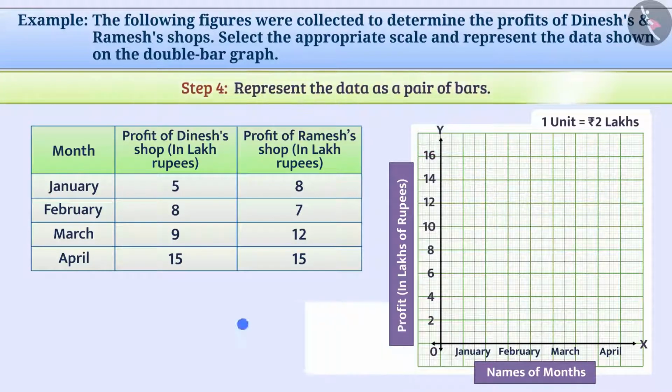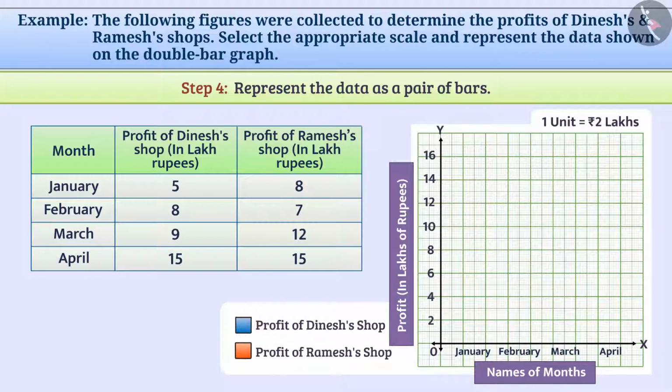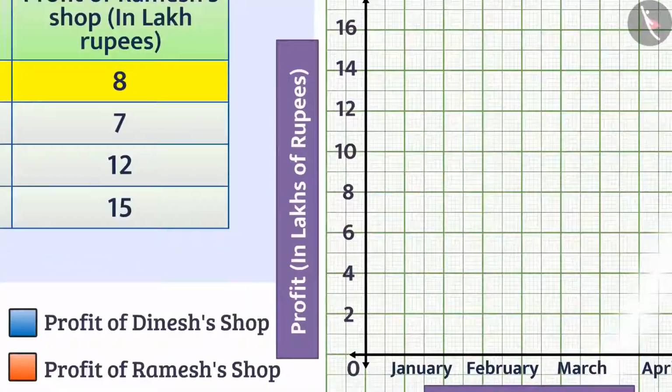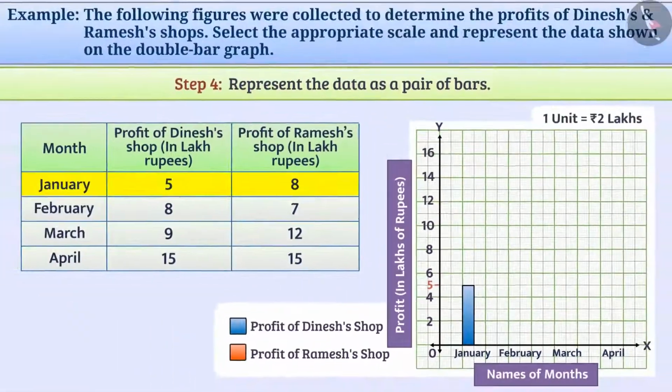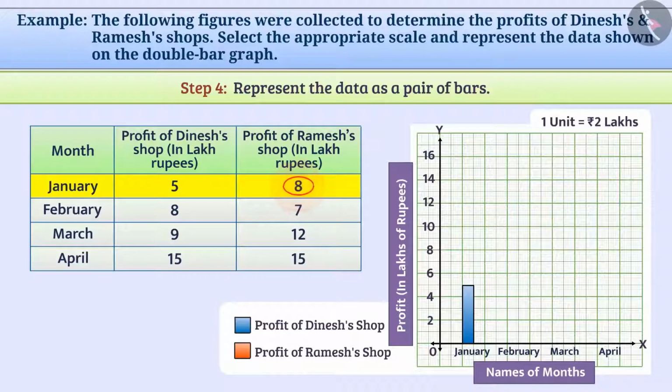We will take this type of bars to show the profit of Dinesh shop and this type of bars for showing the profits of Ramesh shop. Now, we will represent the data as a pair of bars. The profit of Dinesh's shop in the month of January is 5 lakh. Therefore, we will draw a bar up to number 5 on the y-axis. In the same month, the profit of Ramesh's shop is 8 lakh rupees, which we will show by drawing a bar up to number 8 of the y-axis.